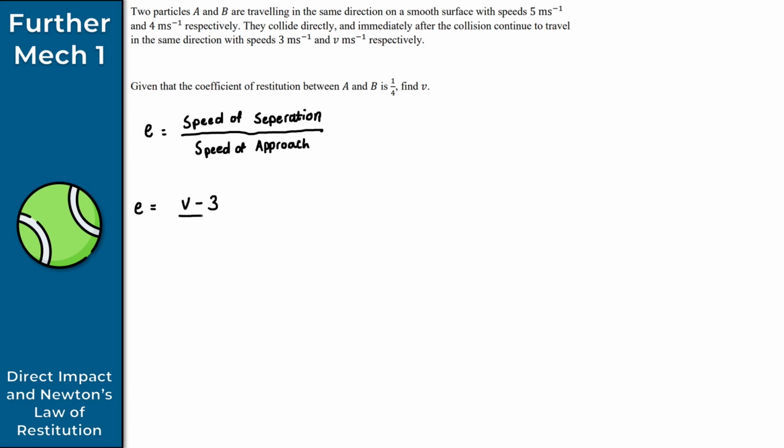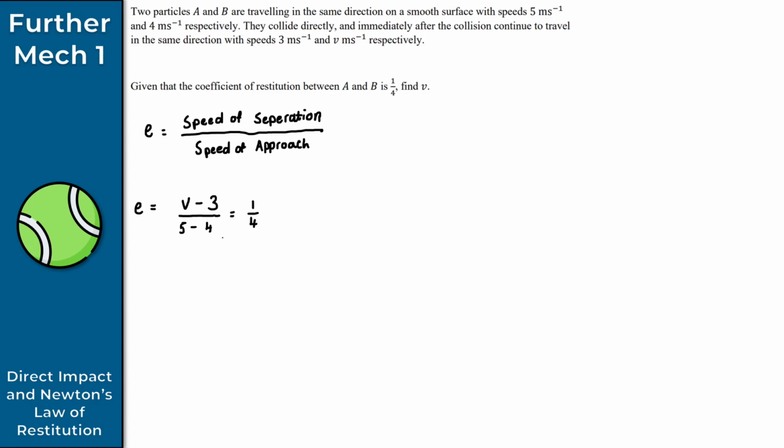That's all over the speed of approach. The speed of approach is for before the collision, so that is related to these two speeds, 5 meters per second and 4 meters per second respectively. That would simply be 5 minus 4, the first speed minus the second speed. And this is equal to the coefficient of restitution, which as we're told is 1 over 4, or 0.25 if you prefer decimal, but let's keep it in exact form. We get 1 over 4.